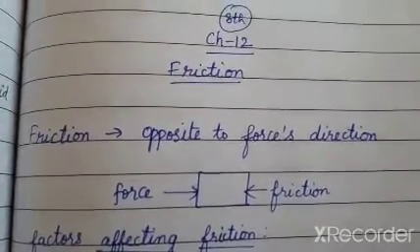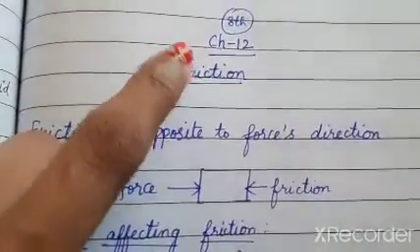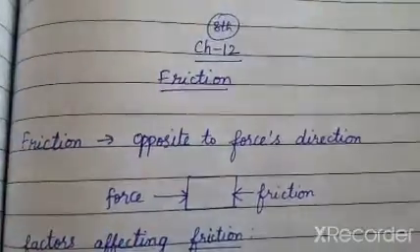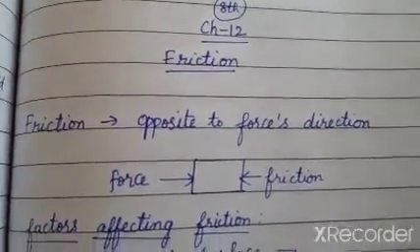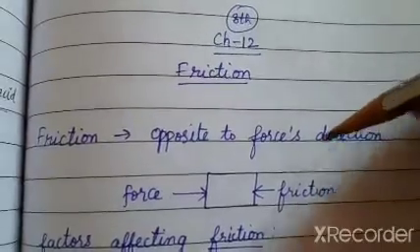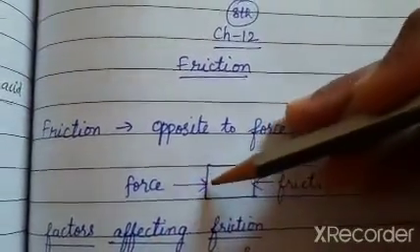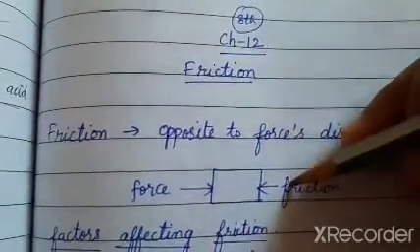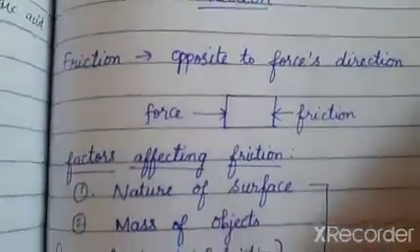Good morning, children. Today we are seeing the chapter Physics, chapter 12, Friction. Okay, so already we had an introduction to this chapter, that friction is the opposite to your force. This is an object. If you apply the force, if you either push or pull it, then the friction will act in the opposite direction to that of the force.